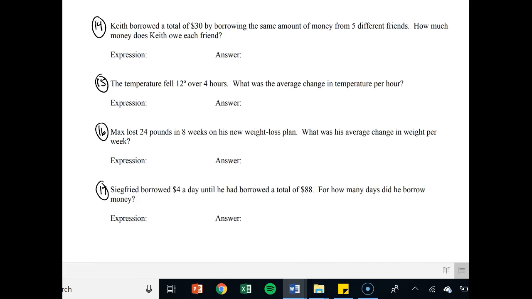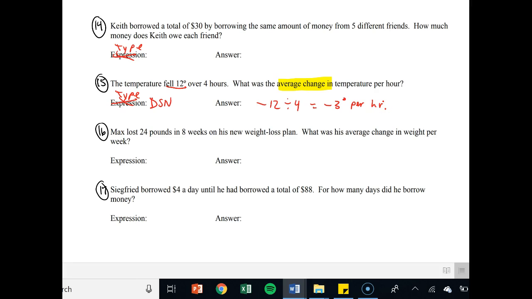All right, for number 15, the temperature fell 12 degrees over 4 hours. What was the average change in temperature per hour? So again, instead of expression, you put the type. Falling 12 degrees is negative, so -12. And average always tells us, hey, we're dividing. So -12 divided by 4. So it's falling, again, type is DSN, different signs negative. So it's falling -3 degrees per hour.